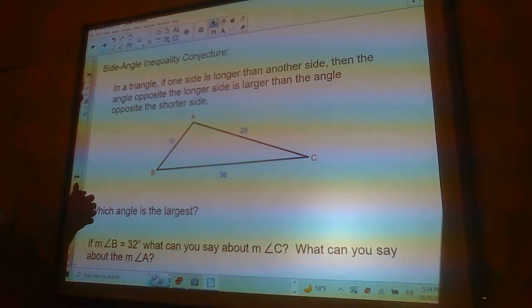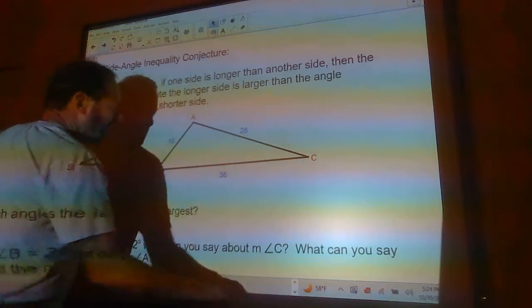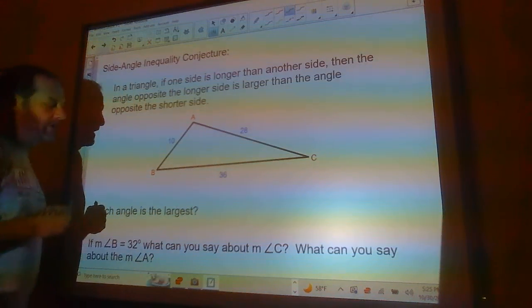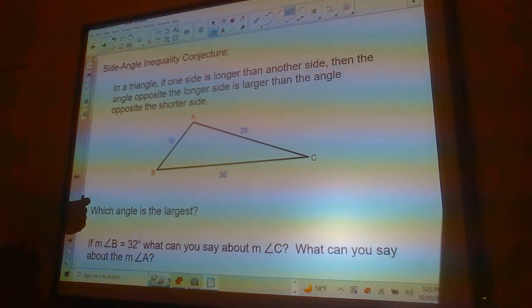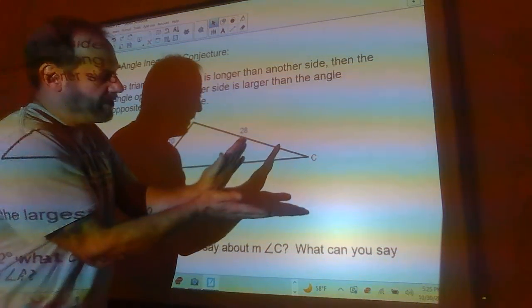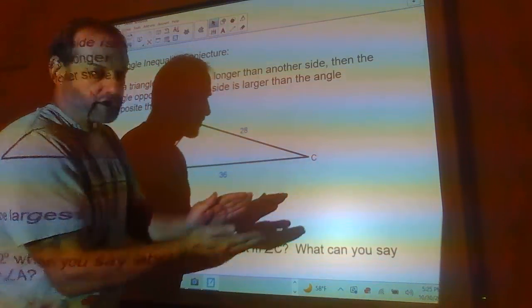Side angle inequality conjecture. In a triangle, if one side is longer than another side, then the angle opposite the longer side is larger than the angle opposite the shorter side. So what this tells me is, let's say I've got this triangle here with sides 10, 28, and 36. The longest side will always be across from the longest angle, which makes sense because the more you open up an angle, the longer that other side on the opposite side gets, and the smaller you make that angle, the shorter it gets.